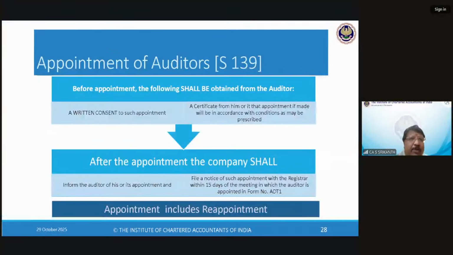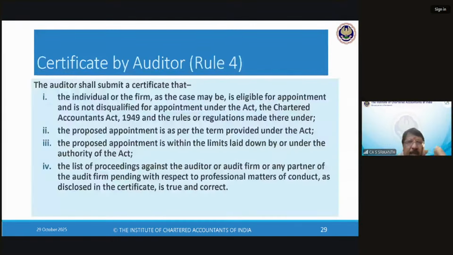So yesterday we finished appointment of auditors to an extent, and we came to the stage where we saw the procedure for appointment. We also saw that before appointment, the company should write to the auditor asking him for a written consent and also a certificate on certain matters, mainly that the appointment, if made, will be in accordance with conditions as may be prescribed. What is the content of these certificates?